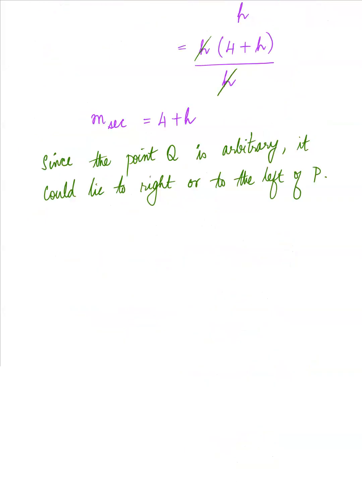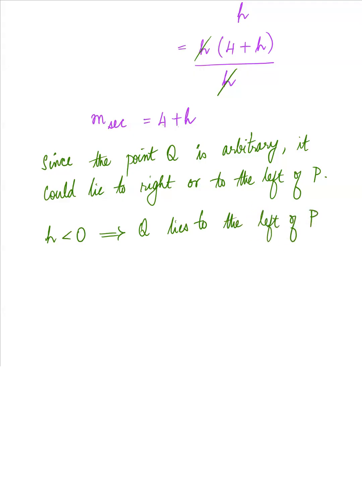So Q could be to the right or to the left of P. So in other words, if h is less than 0, right, if h is negative basically, because you're actually thinking about what this 4 plus h actually means. So if h is less than 0, it means that Q lies to the left of P, right?